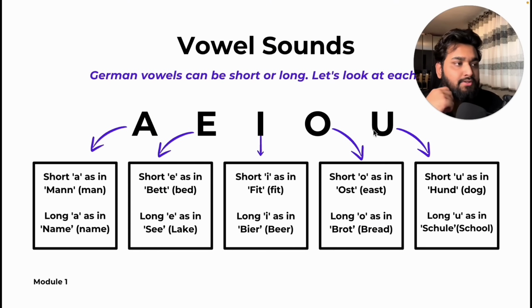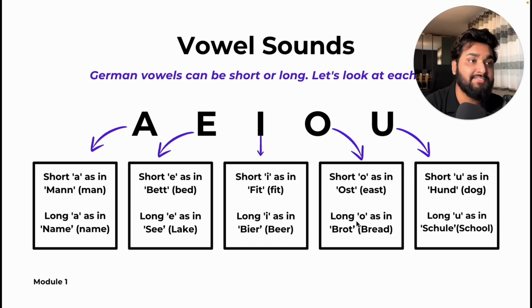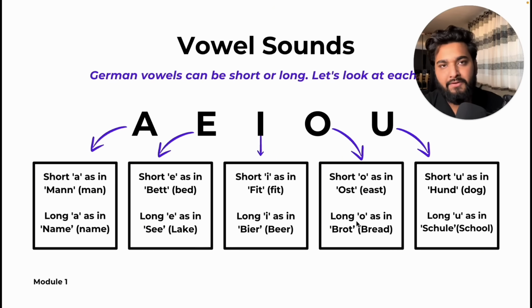Similarly it also goes with U, short U as in Hund. Hund means dog. And long U as in Schule. In Schule you have to say it for a longer time. But in Hund you will just say Hund. So this was some common difference between short and long vowels. The thing is, for this there are no specific rules, but with time as you practice you will understand the difference between the short vowel and the long vowel. So let's go to the next slide.